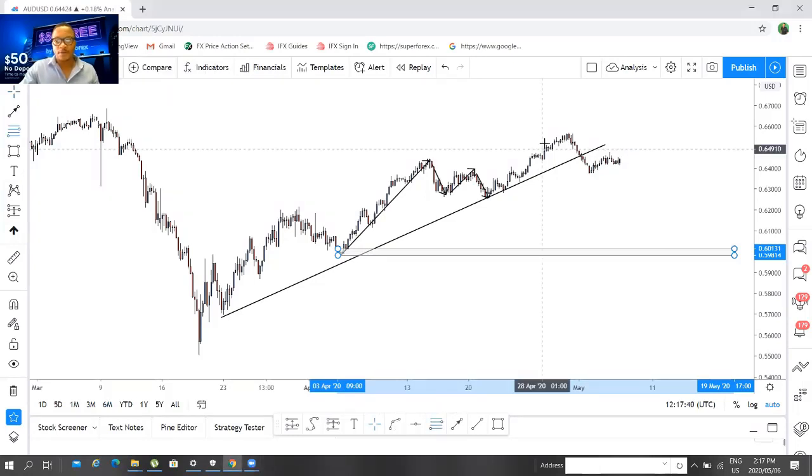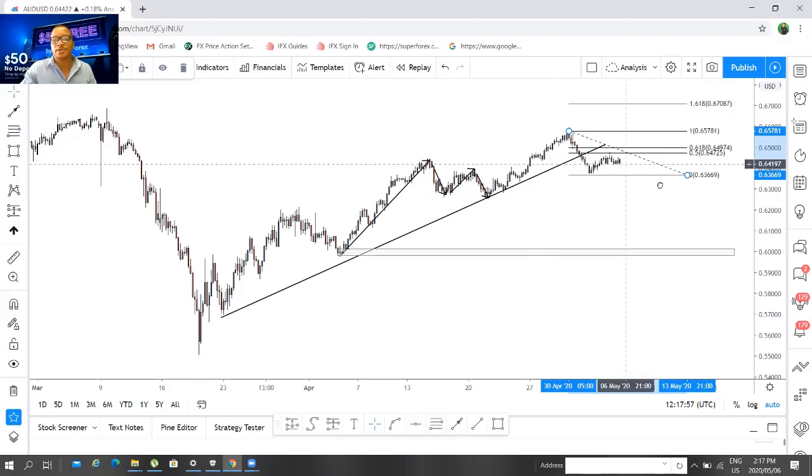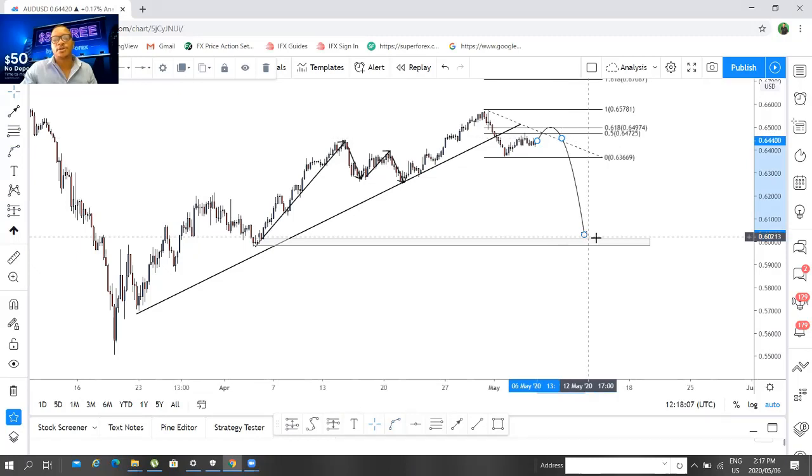Okay, if you pull your Fibo from here to there, price did touch 50.0%, but did not touch 61.8. It might still push up to 61.8. So we might see something like this from there. We might see price doing this before it goes all the way down to that level.